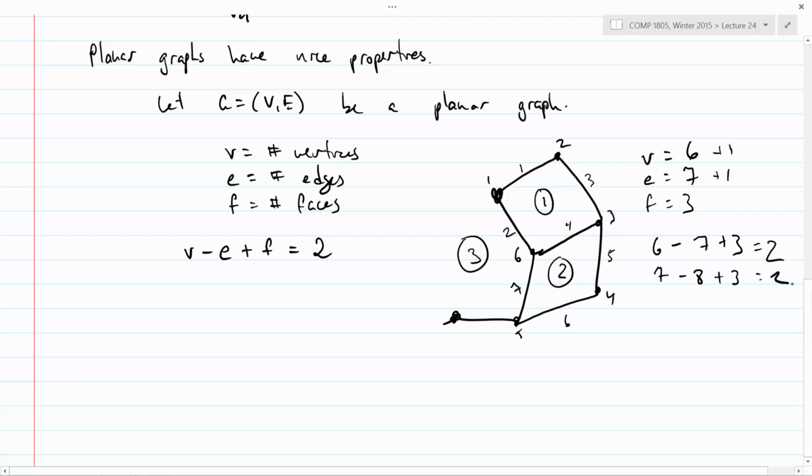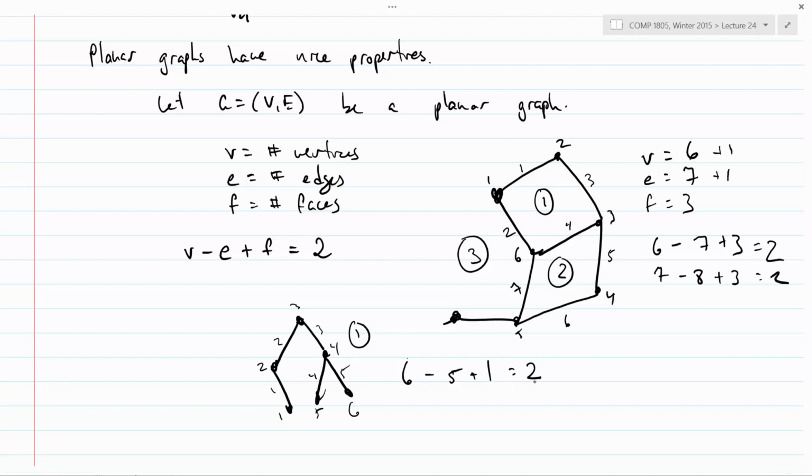Yeah? A tree still has a face. So, for example, if I drew a tree like this, how many faces does this have? 1. There's always this unbounded face on the outside. So this has exactly 1 face, and it has 1, 2, 3, 4, 5, 6 vertices, and 1, 2, 3, 4, 5 edges. So 6 minus 5 plus 1 is 2, right? 6 minus 5 is 1, plus 1 is 2. So in fact, this observation that it works for trees is really important.